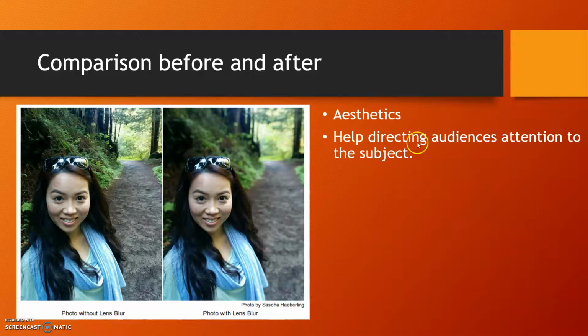And obviously, number two is to help direct the audience's attention to the subject, in this case the lady here. Whereas in this one, there's not much sense of depth, but once you apply the Zdepth, you can see there is a nice depth to your picture. You can also change the setting on how blurry the background or the objects that are not in focus are. So this is the advantage of using the Zdepth.